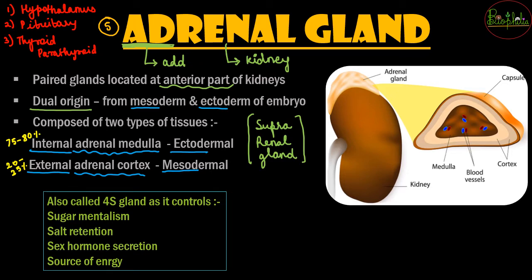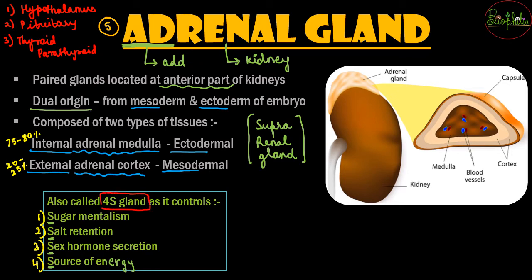Now adrenal gland has some functions. It is going to control sugar metabolism, salt retention, sex hormone secretion, and the fourth one, that is source of energy. Because of that reason it is also called a 4S gland. If you can see here, these things all start with S: sugar metabolism, salt metabolism, sex hormone secretion and source of energy. So because of that it is also called a 4S gland.